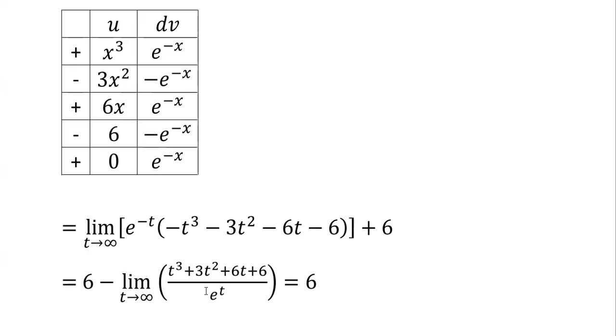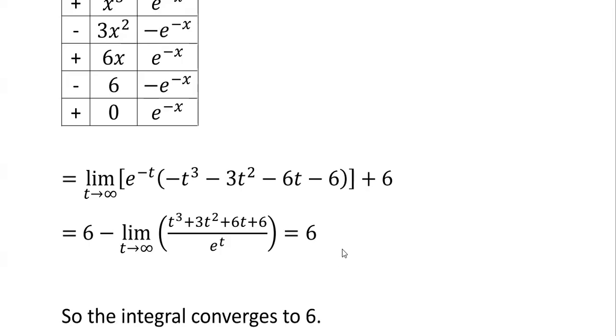To evaluate this limit, you could do L'Hopital's rule. You would have to do it like 3 or 4 times, if I'm not mistaken. Or you can just have the conceptual understanding that this exponential function goes so much faster than this polynomial ever can. So the limit would be 0 for this guy, but there's still the 6 out in front. So 6 minus 0 is 6. So we actually found exactly what this integral converges to, 6.